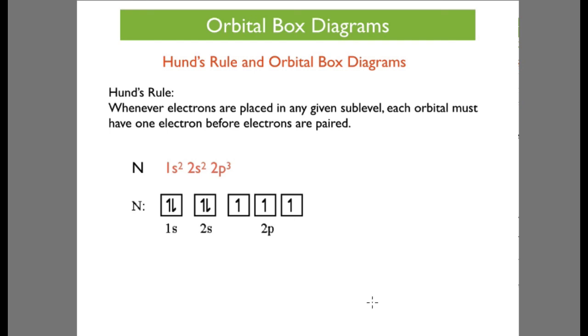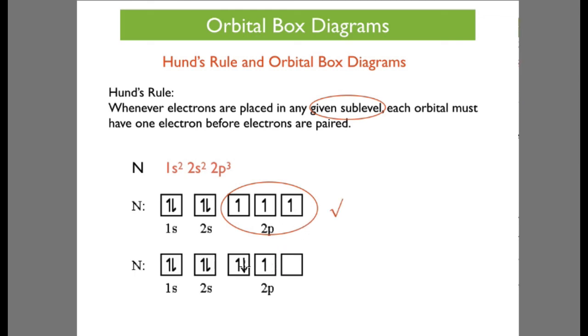Before that, we're going to look at Hund's rule and orbital box diagrams. Whenever electrons are placed in any given sublevel, each orbital must have 1 electron before electrons are paired. So you can see here with nitrogen in the 2p sublevel that each orbital has 1 electron. This is correct. Here in the 2p sublevel, you can see 1 orbital has 2 electrons and 1 has no electrons. So this would be incorrect.